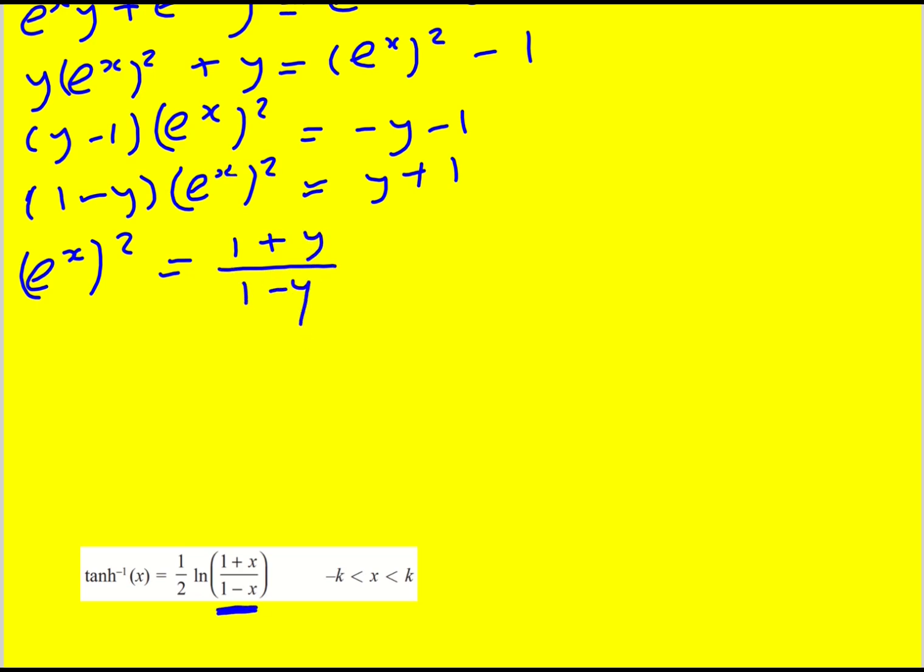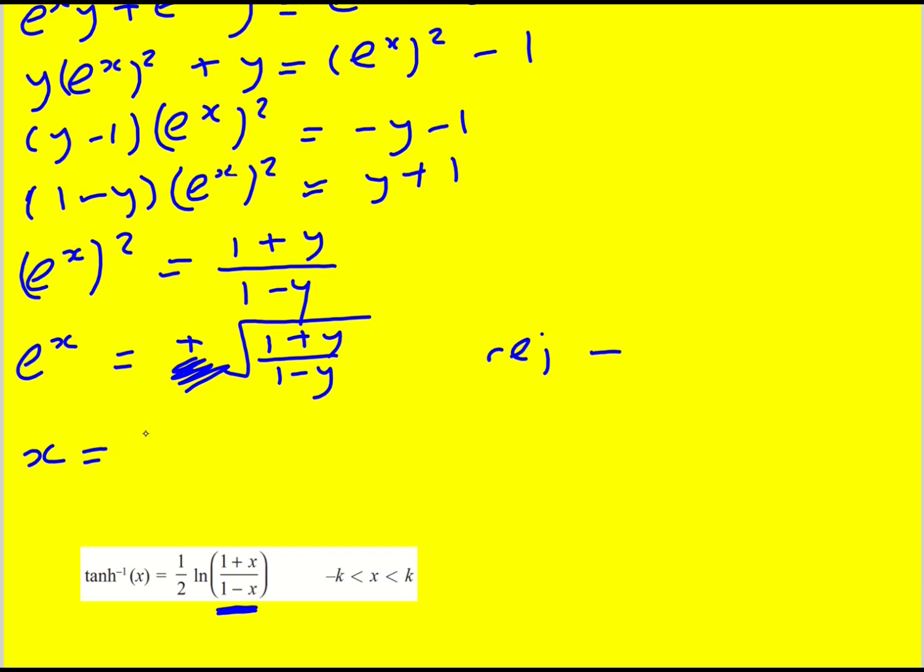And you can see we've got this bit here. Square root: e to the x will be plus or minus the square root of 1 plus y over 1 minus y. But we're going to reject the negative. The left-hand side is always positive. And then x is going to equal ln root 1 plus y over 1 minus y, which we could rewrite. We could bring down the half because this is 1 plus y over 1 minus y all to the power of a half. So it's a half ln 1 plus y over 1 minus y.